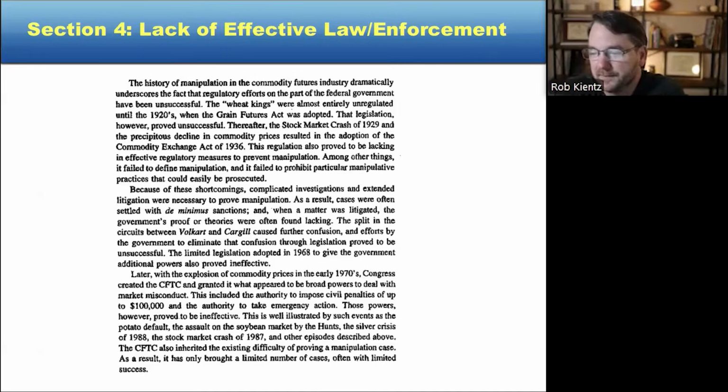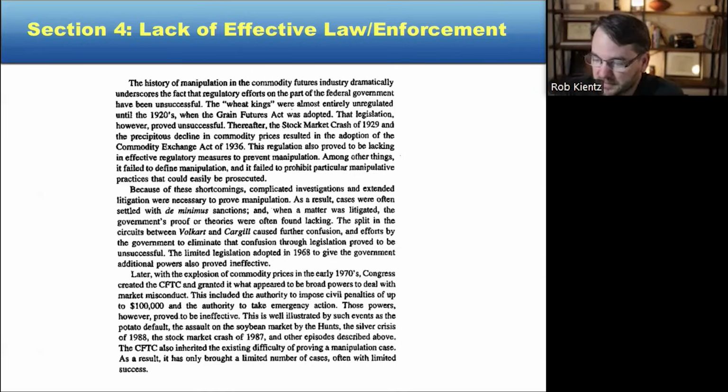Very interesting. This limited legislation, adopted in 1968 to give the government additional powers, also proved ineffective. Later, with the explosion of commodity prices in the early 1970s, Congress created the CFTC and granted it what appeared to be broad powers to deal with market misconduct. Are we making progress? Well, let's see. This included the authority to impose civil penalties of up to $100,000 and the authority to take emergency action. Those powers, however, proved to be ineffective.